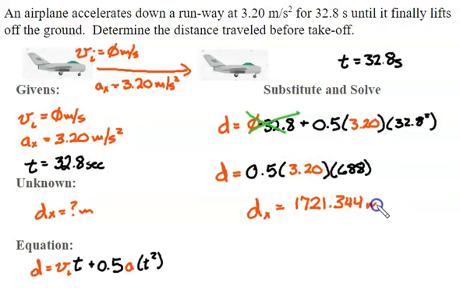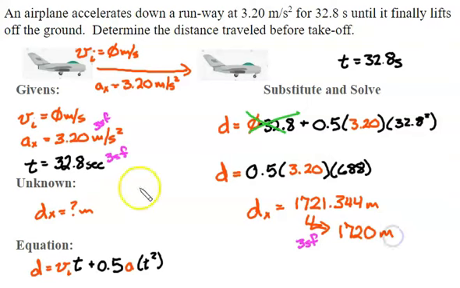meters. But now my question becomes, if I sig fig it, this has 3 sig figs, this has 3 sig figs. My answer is going to have 3 sig figs. And so I can write this as 1720. This 0 is not significant because I am not putting a decimal point here. Meters.